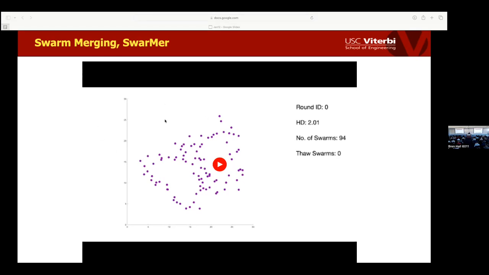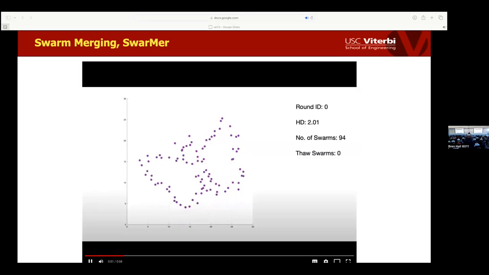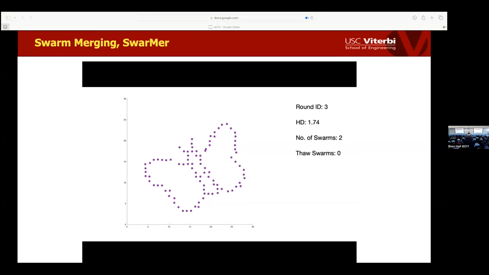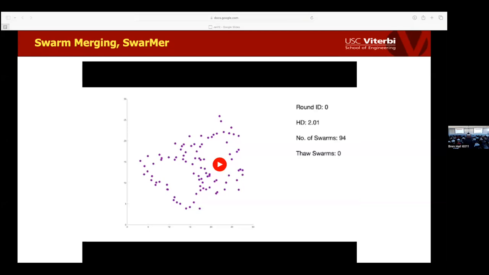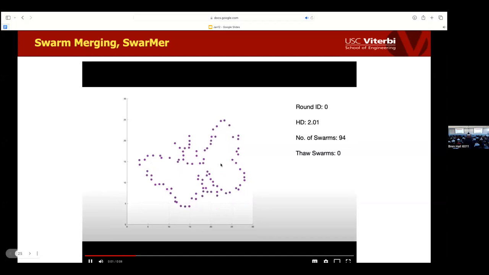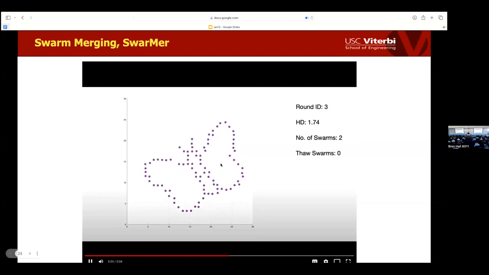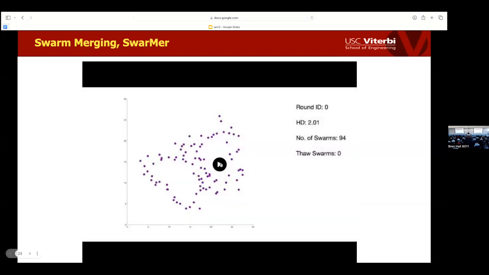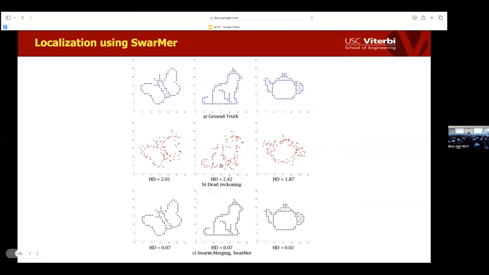So let's look at this Swarmer algorithm. Here's Swarmer in action, and I hope you can see the swarms. Hopefully you can see that points start to move together. At the beginning, different points are moving, but then as swarms form, loops of points start to move together. They localize relative to one another in order to locate. I'm sure you noticed that the Hausdorff distance drops. By applying this Swarmer algorithm, the Hausdorff distance can become less than 0.1.